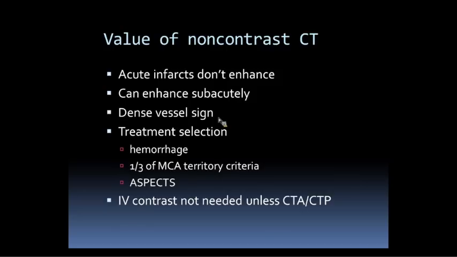If they're in the window to receive TPA, there are criteria that are based on the non-contrast head CT, like, of course, presence of hemorrhage, greater than one-third of the MCA territory being involved, and if there's more than that, they're more likely to have a poor outcome with TPA, and ASPECTS scoring, which we'll talk about in a minute. So really, IV contrast is not needed unless you're doing CT angiography or CT perfusion, in which case many times we like to make sure we get a non-contrast head CT first, if one was not already obtained, and then do the contrast study. So contrast definitely is not always better.